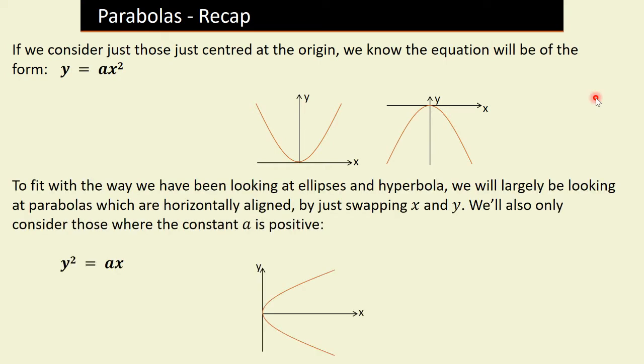But to fit with the way we've been looking at ellipses and hyperbolas, we'll be looking largely at parabolas which are horizontally aligned. So they're going to be this way round, where rather than our line of symmetry, our axis of symmetry being the y-axis, it'll be the x-axis. So that would just mean we'd swap. Rather than it being y equals ax squared, we'd have y squared equals ax. Just swap the positions of the x and the y. And that would give us this. Where a is positive, that's what it's going to look like. Where a is negative, it would be over the other side.